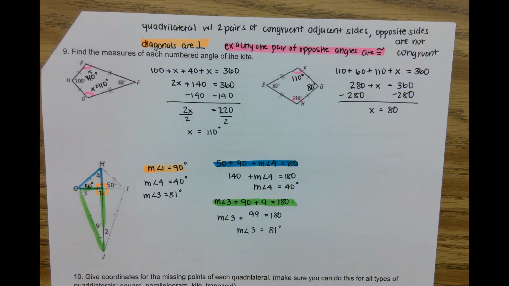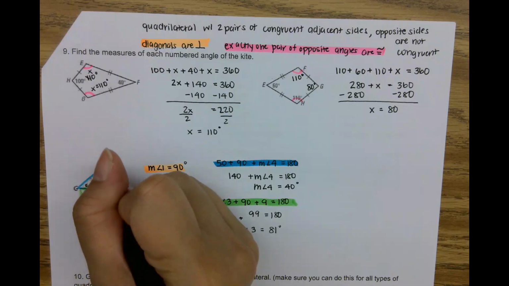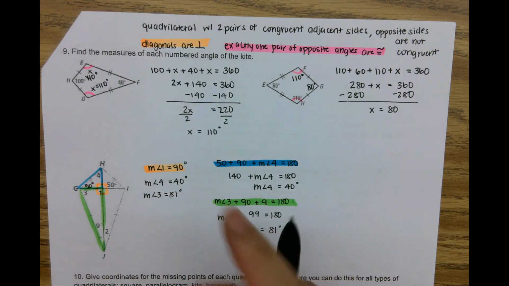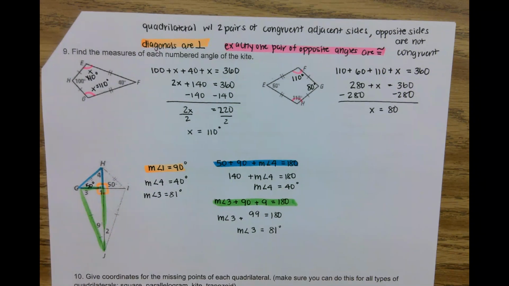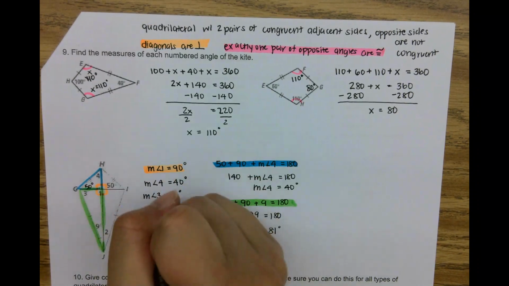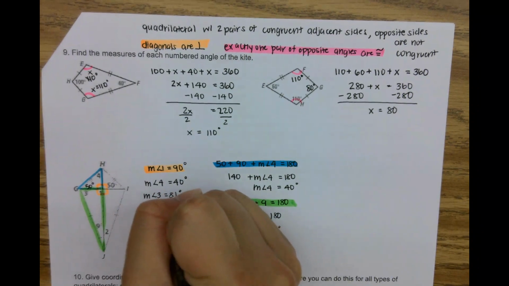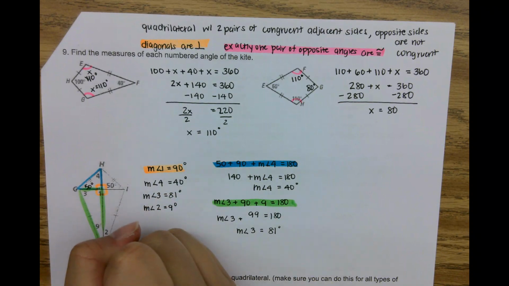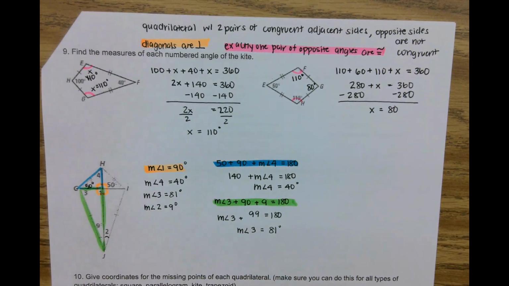Last one is angle 2. Okay, angle 2 is going to be 9 degrees as well. Okay, the reason why is because this ends up being bisected. How we know is from this 90-degree angle. So angle 2 is also 9 degrees. Because here, they're congruent. Okay.